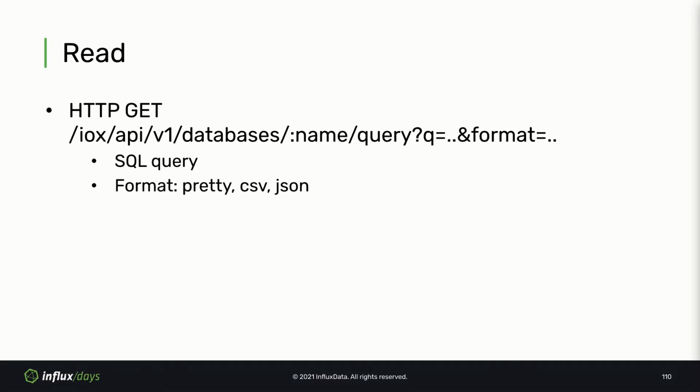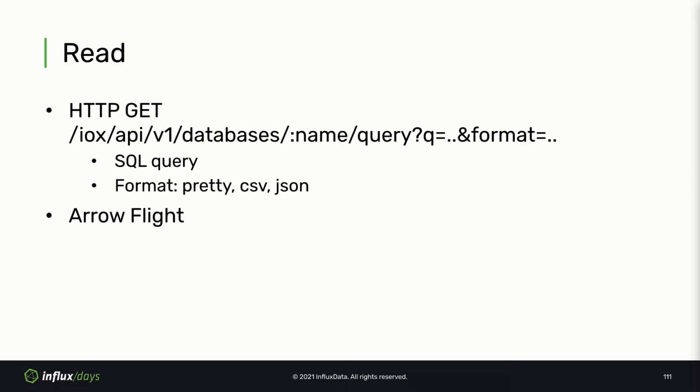On the read side, we have obviously HTTP GET that lives at /IOX/API/v1/databases, the name of the database /query. There are two query parameters, queue and format. Queue is just the SQL string, and the formats we currently support, you can ask for are a pretty printed format, CSV, or JSON, and this all works today.